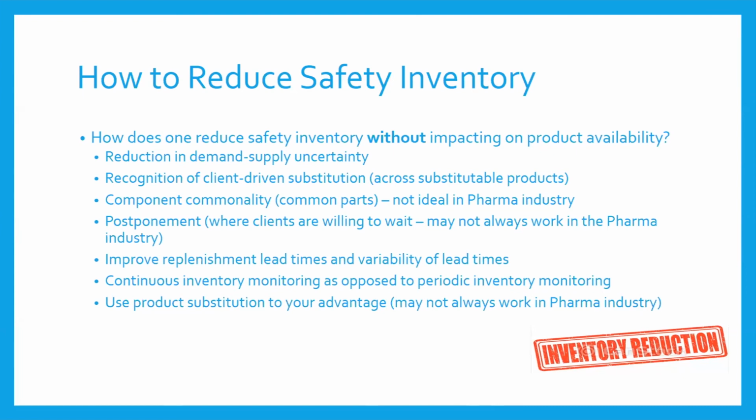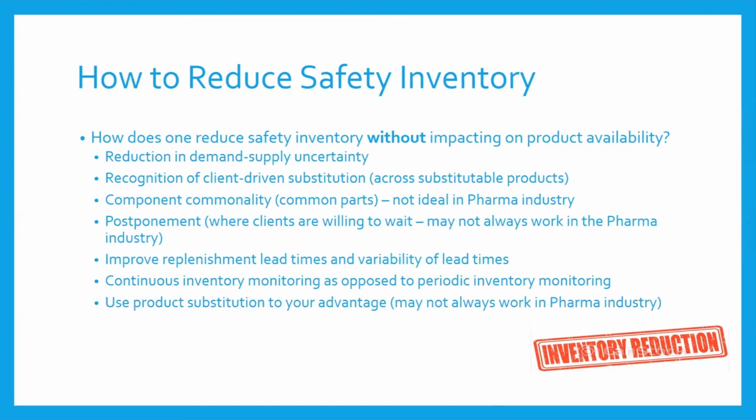And then do what is known as continuous inventory monitoring as opposed to periodic inventory monitoring, because this will allow you to know whether or not there's client-driven substitution, whether component commonality comes into play, whether postponement will come into play, or whether or not there's actually a real reduction in the uncertainty of demand and supply. Then product substitution, use it to your advantage.